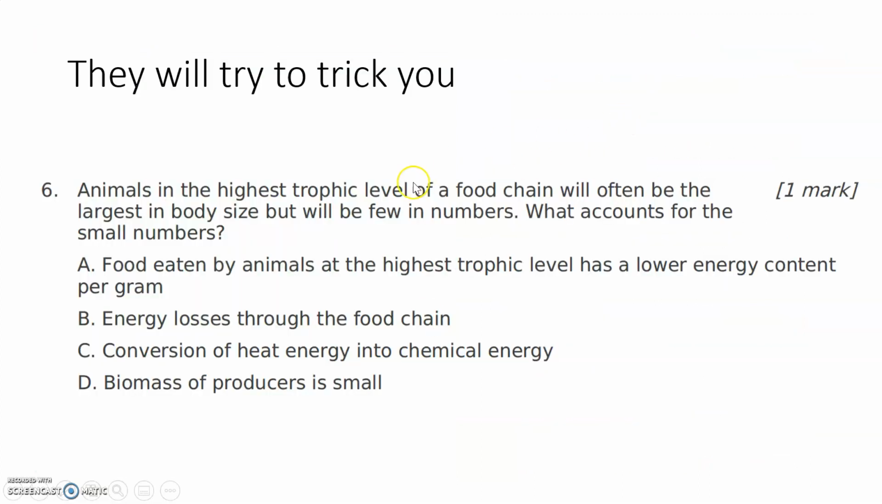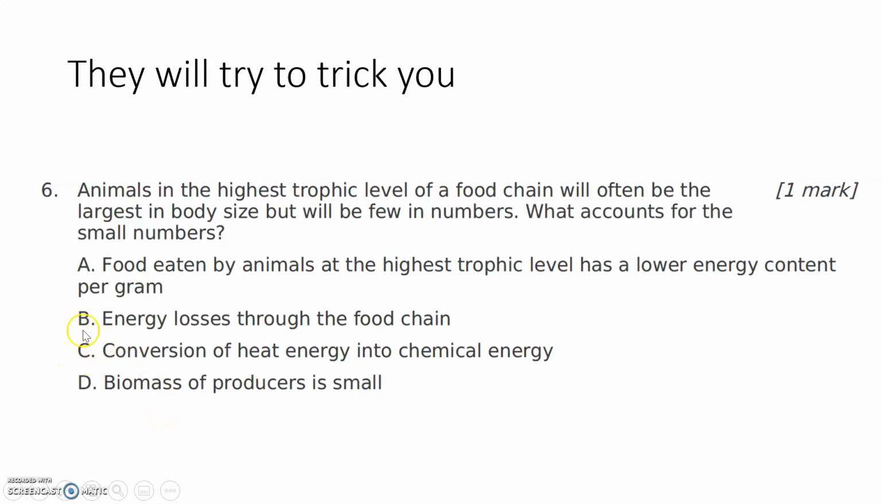Yeah, so that was just a very brief sum up of some of the questions from the last hand-in, and this question comes from the next hand-in, and you will see the same pattern again. So they will try to trick you, right? Here is an example. Animals in the highest trophic level of a food chain will often be the largest in body size, but will be few in numbers. What accounts for the small numbers? And then there is a number of possibilities.